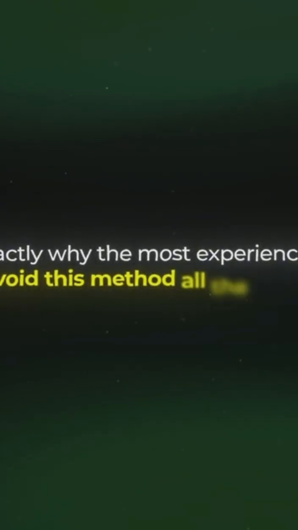And this happens because every time you hit generate, the AI starts completely from scratch. It doesn't remember anything from your last iteration. So if you want to create a video with multiple scenes that doesn't look like random shots stitched together, it's impossible to use the text to video method. And that's exactly why the most experienced AI creators avoid this method all the time. They always go with the second one, image to video.